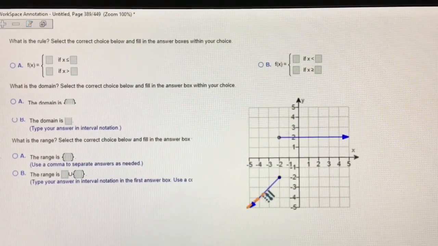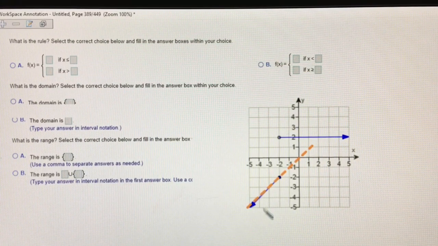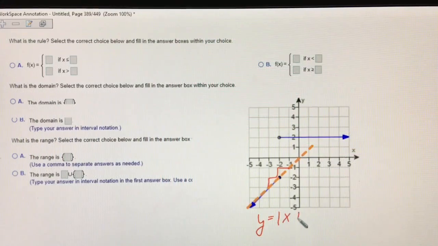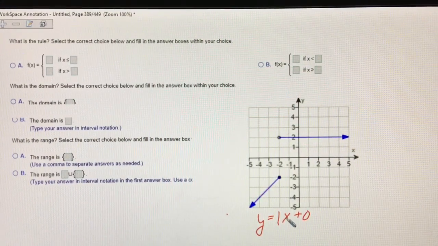Now, let's try to imagine if I were to continue this graph. Would it go through 0? And the equation of that line would be y equals 1x, because the slope is up 1 over 1, up 1 over 1, 1x, plus 0, because it would eventually go through 0, 0. So we would rewrite that as y equals x. That's all we would rewrite that as.